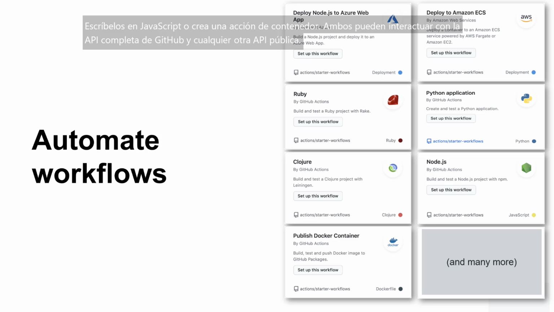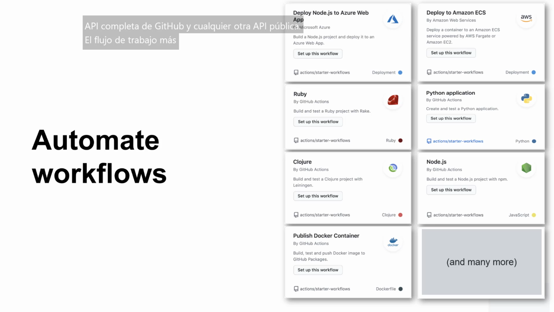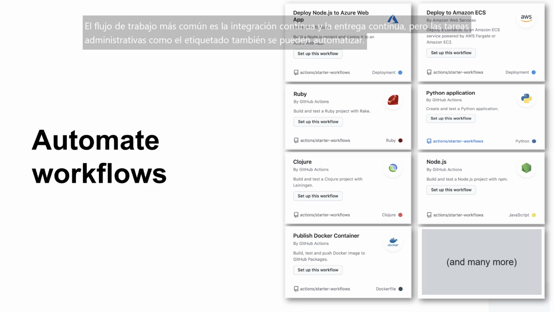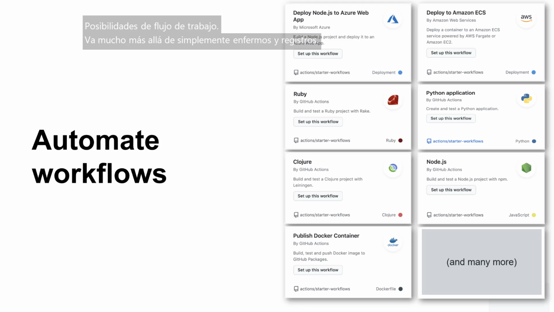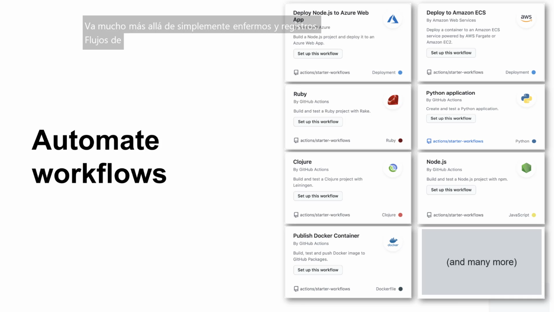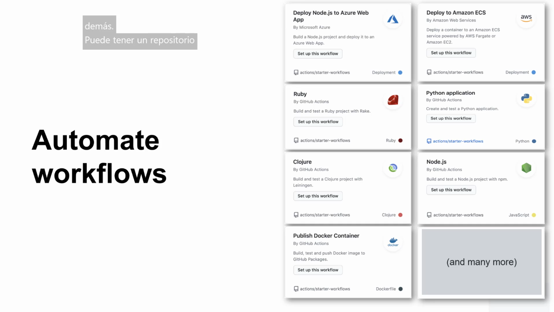The most common workflow is continuous integration and continuous delivery, but administrative tasks such as labeling can also be automated. Workflow possibilities go far beyond just push and check-in. Complete workflows from welcoming and maintaining issues to everything else. You can have a central repo with reusable actions and workflows so you do not have to start over every time.